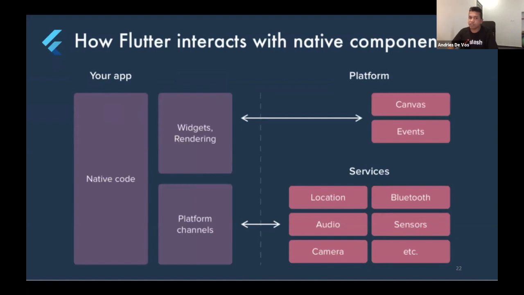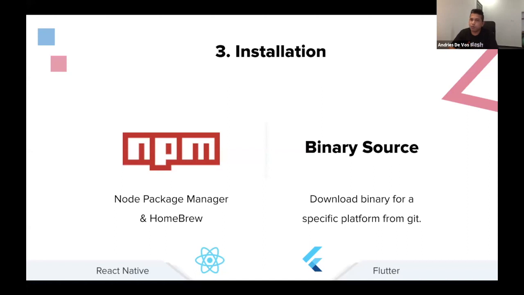So number three, installation. On React Native, they use NPM, the Node Package Manager, and also Homebrew. With NPM, you install new plugins, the packages that you need for your app. For Homebrew, I think it's available on Mac. It's easy to install the React Native CLI that allows you to run iOS or Android with the command line.